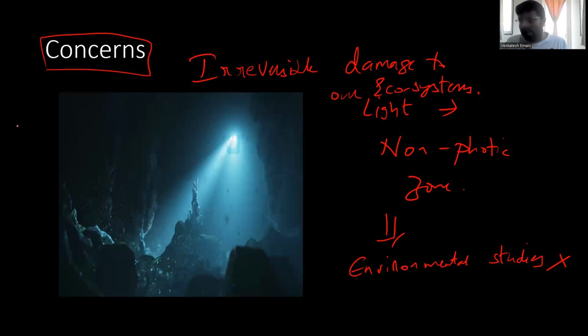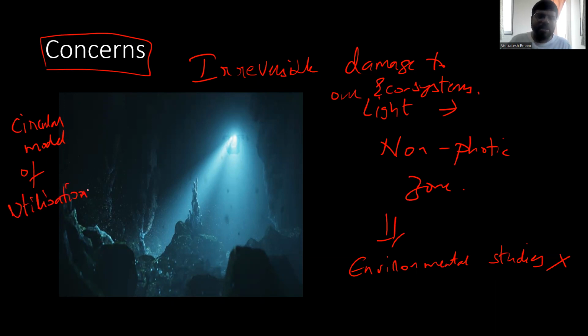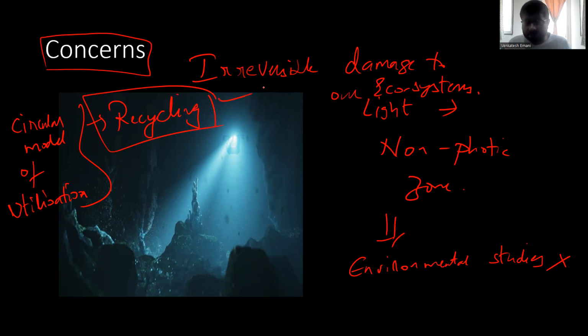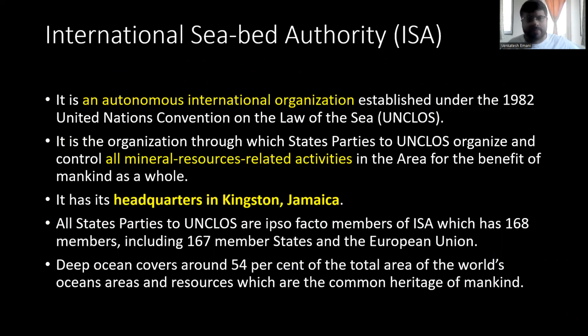So you need to move from the linear model towards a circular model of utilization. What happens? Circular model means there will be reduce, reuse, and recycling. So it is about protecting and promoting recycling. Whatever raw materials you are using for our products, those raw materials will be the base for future things, right? So this is the thing.